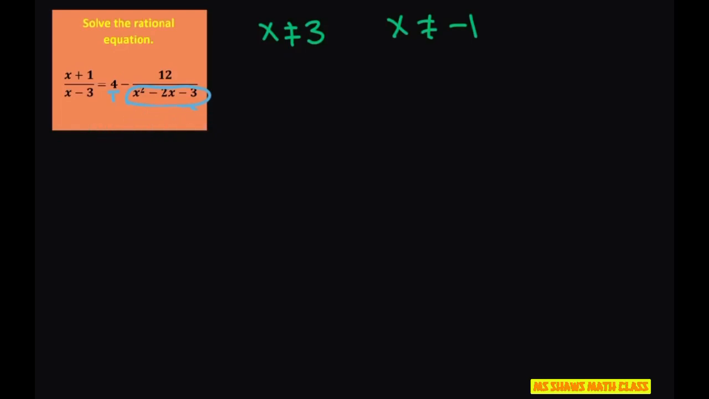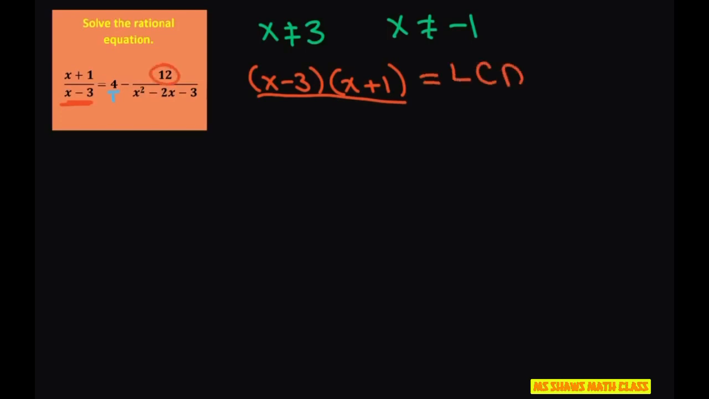All right, so now we're going to find our LCD. And our LCD, and probably should write this out, we had x minus 3 and x plus 1. So since we already have an x minus 3 here, we have to take both of these together because it's under the 12. This is your least common denominator. Now we're going to write this all out and clear the fractions.